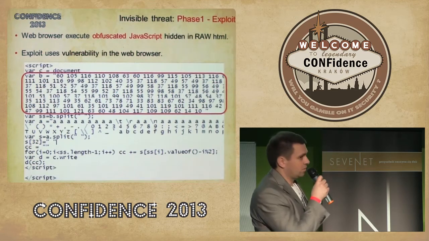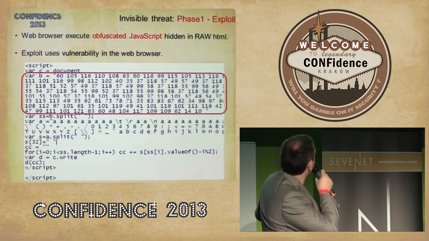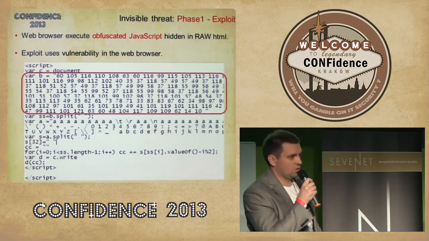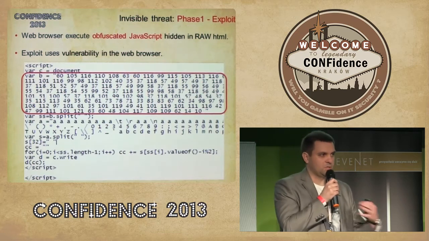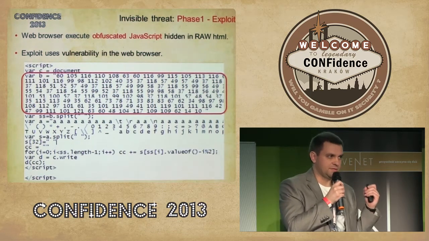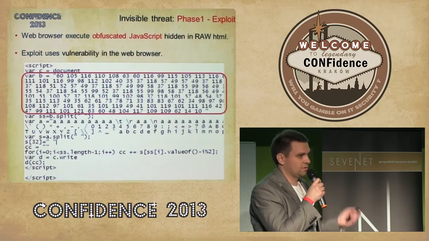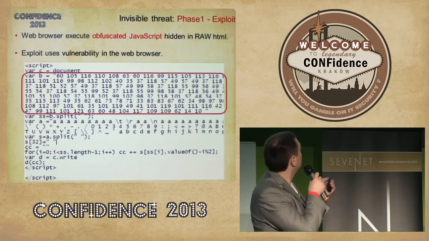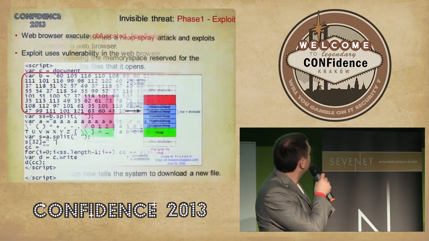Such an exploit is a piece of JavaScript. Here we can see obfuscated shellcode. And if the victim machine is forced to visit such a page, it will try to execute, of course, this obfuscated JavaScript, which is hidden in the raw HTML file.